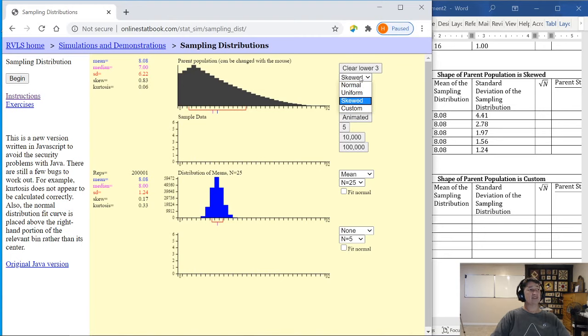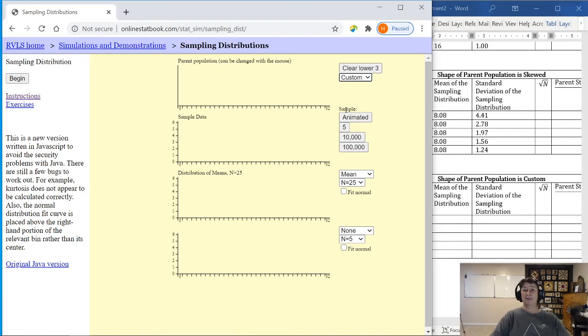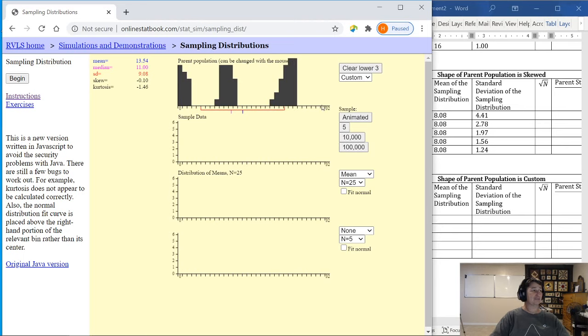So I'm going to take this and change my parent population to something that's custom. I'm going to draw some really weird distribution. I don't know what it is. I've collected data and it's just really odd looking data, where, I have no clue, the data is just all over everywhere. That's a weird shape. But I'm going to do the same thing.